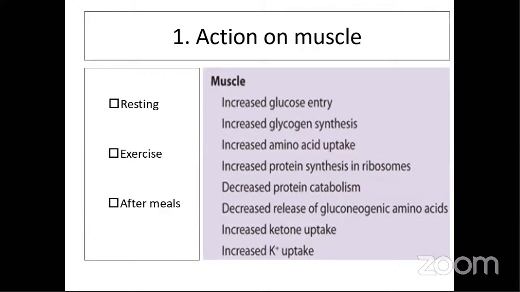And what will happen after meals? After meals, what will happen to your blood glucose? Your blood glucose will increase, and that will stimulate insulin secretion, and that insulin will increase the number of glucose transporters in the muscle membrane, and there will be increased glucose entry into cell. And what will happen to the glucose within the muscle? It will be converted into glycogen.